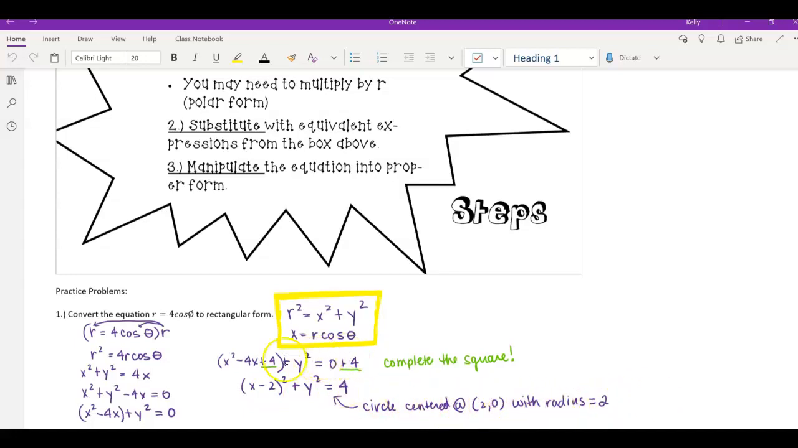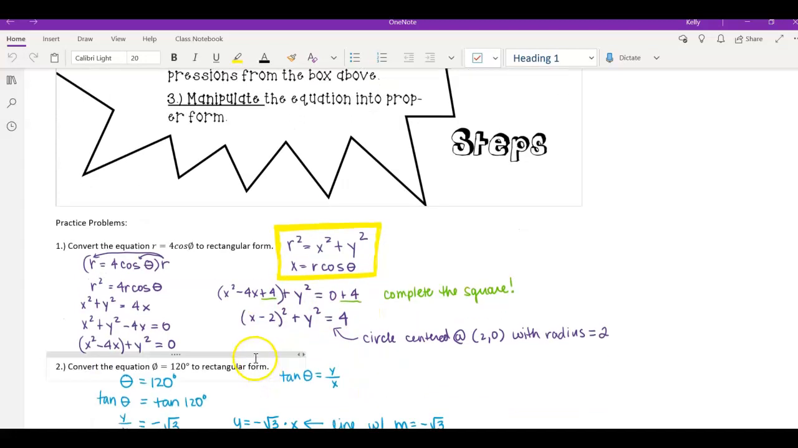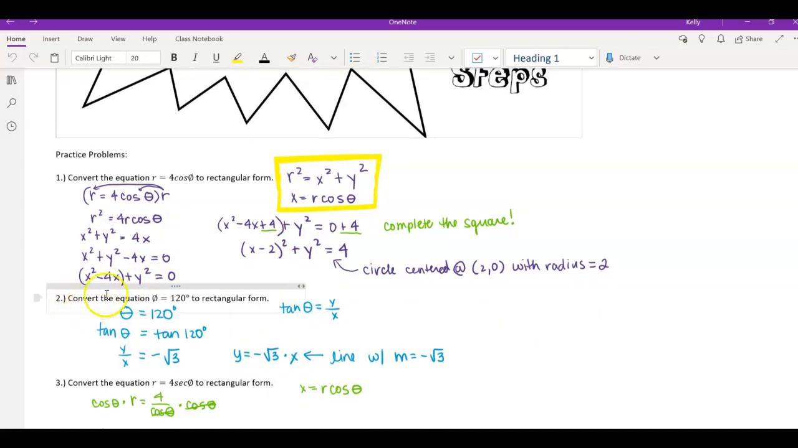Okay. All right, question 2 says convert theta equals 120 to rectangular. Clearly neither of those is in rectangular form, but the formula we're going to want to use here is the tangent of theta equals y over x. So if I'm starting with theta, then I need to do the tangent of both sides so that I get the tangent of theta. That's great. Then I can replace that with y over x.